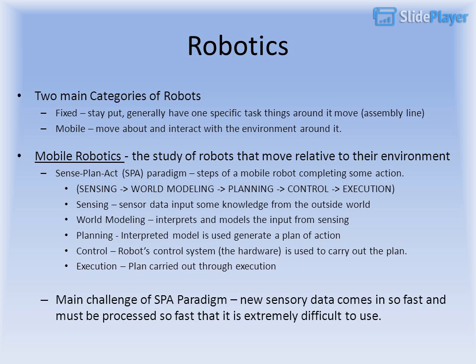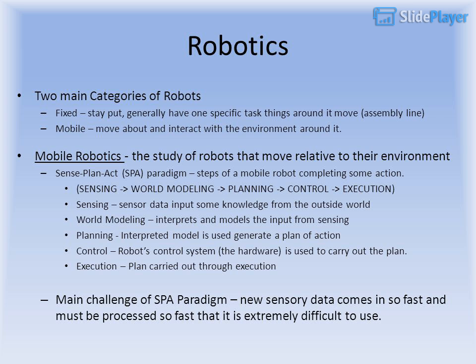Sense Plan Act, SPA, paradigm: the steps of a mobile robot completing some action. Sensing, world modeling, planning, control, execution. Sensing: sensor data inputs some knowledge from the outside world. World modeling interprets and models the input from sensing. Planning: the interpreted model is used to generate a plan of action. Control: the robot's control system, the hardware, is used to carry out the plan. Execution: the plan is carried out.